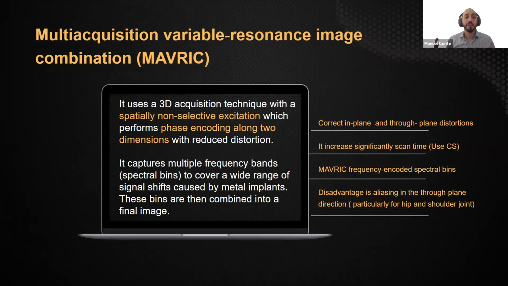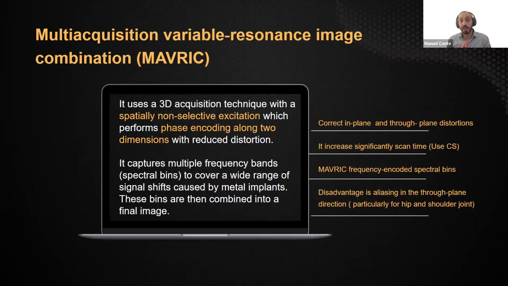Then we have MAVRIC. MAVRIC uses a 3D acquisition this time. So the SEMAC was a 2D acquisition. MAVRIC is a 3D acquisition technique with a spatially non-selective excitation, which performs phase encodings along 2 dimensions with reduced distortions. Basically, in this case, we capture multiple frequency bands called spectral bins to cover a wide range of signal shift caused by the metal implant. These bins are then combined through an algorithm into a final image.